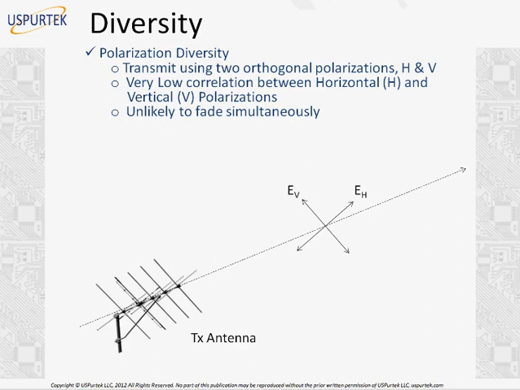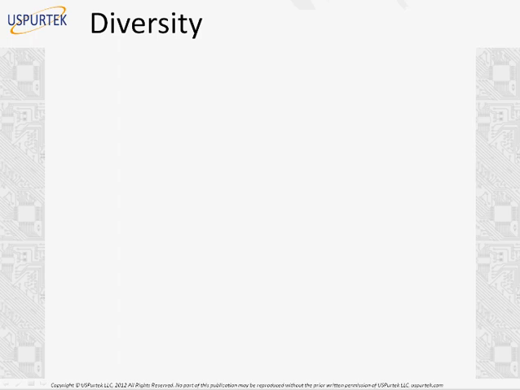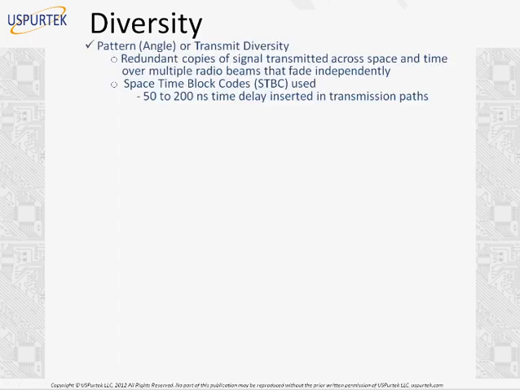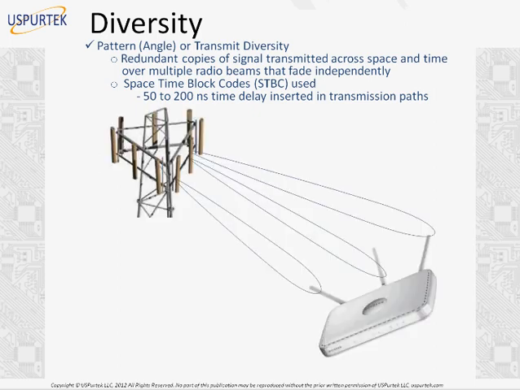So in polarization diversity, there is very low correlation between horizontal and vertical polarizations, and they have a very low probability of fading simultaneously. So we are receiving two copies of the signal, one in the EV and one in the EH, and both of them are independently fading, so we achieve what? Polarization diversity. Okay, let's see what is next in diversity.